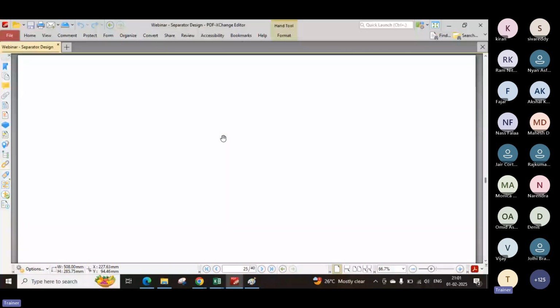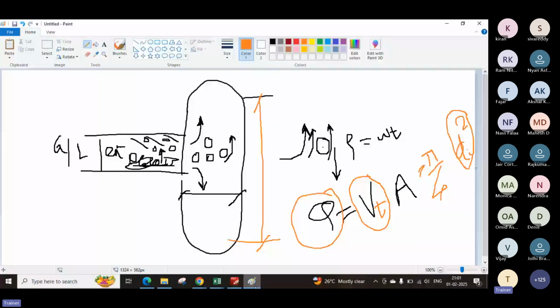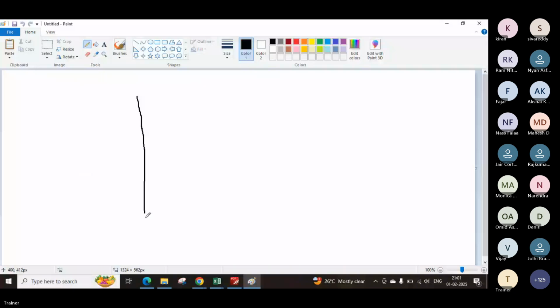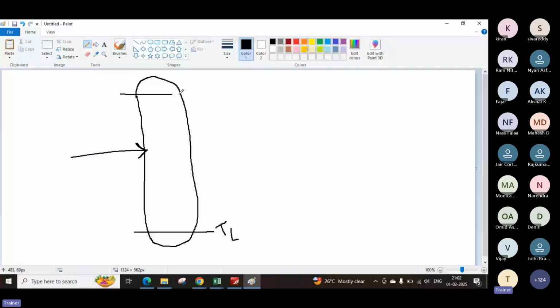Okay, now before jumping to the internals of any separators, we'll try to find how to find this height. So let's go back and redraw this. Okay. So this is the tan line, and this is the tan line.